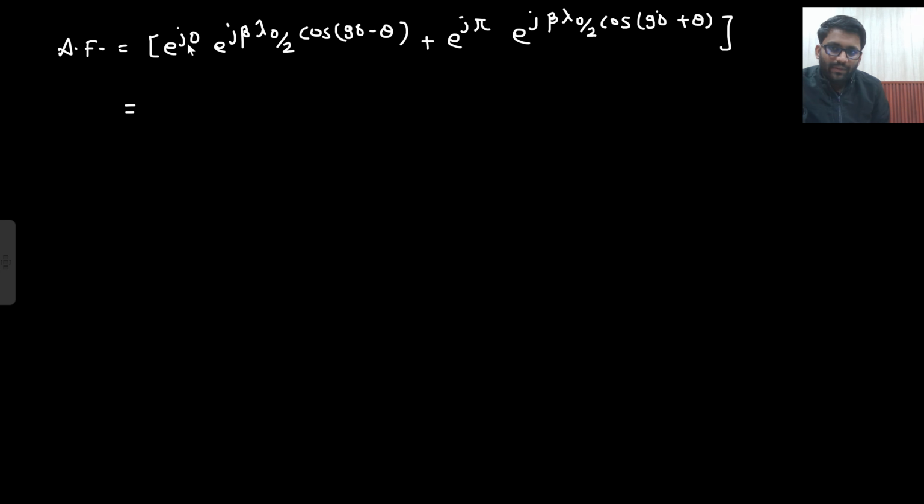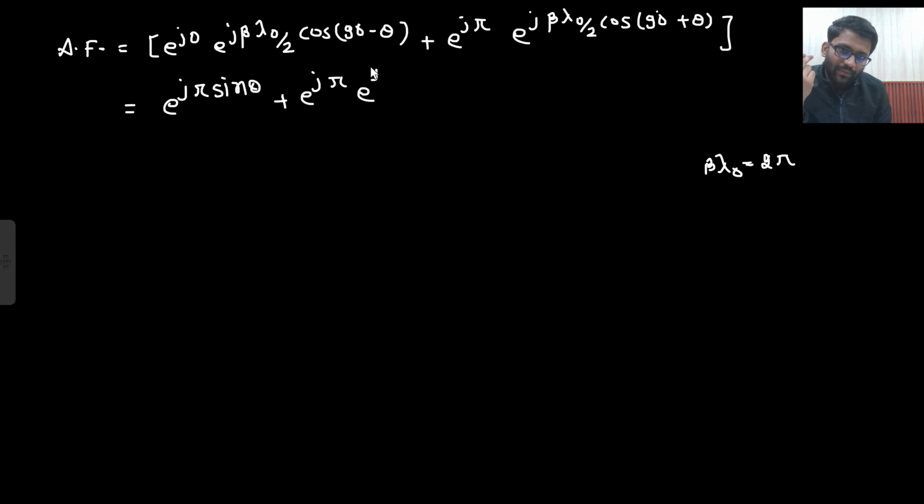So this is e to the power 0, that is 1 only, plus e to the power j, what is beta lambda naught? Beta into lambda naught is equal to 2 pi. So 2 pi by 2 is pi. Cos 90 minus theta is sin theta, plus e to the power j pi, and cos 90 plus theta is minus sin theta.